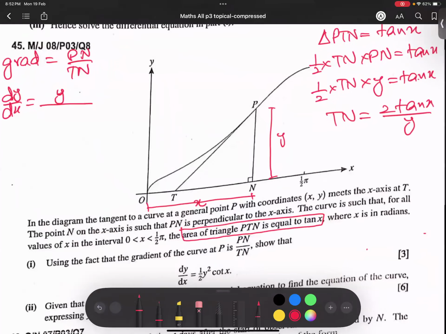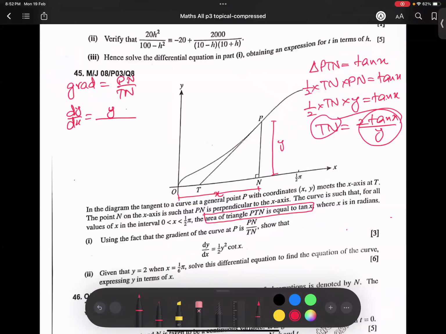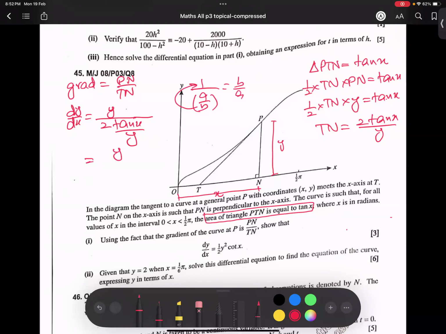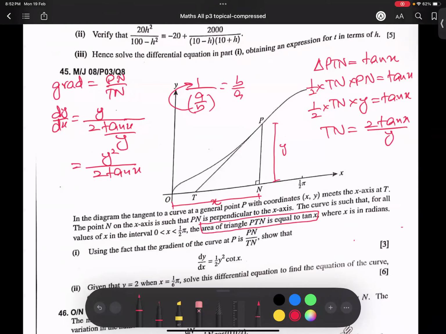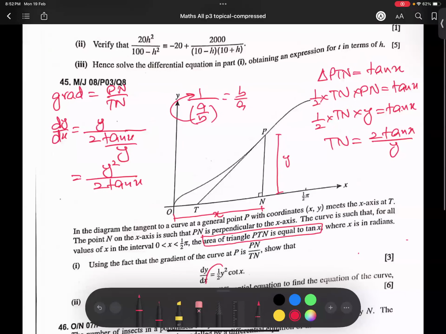But the Tn value I will take from here, Tn value, and copy here. So when I copy here, 2 times 10x over y, and you know very well when fractions come in the denominator, this b will flip up, b by a. So this y will flip up, it will go up. So y squared by 2 tan x. And after that, you know this very well, half is my target, so it's achieved.